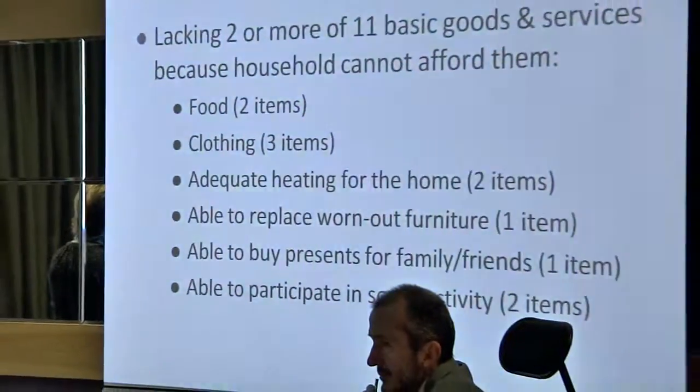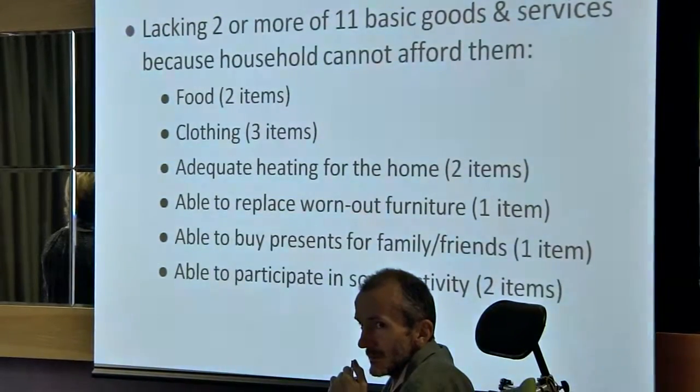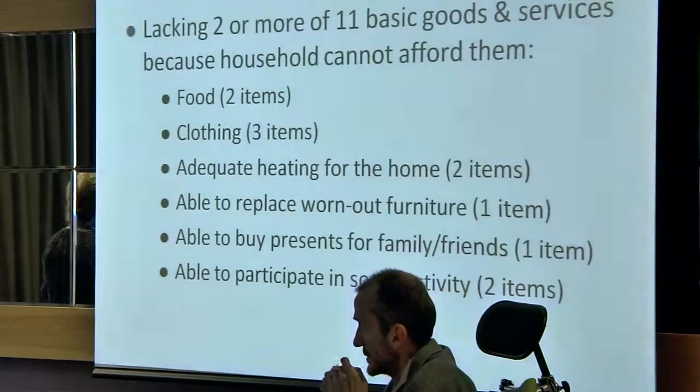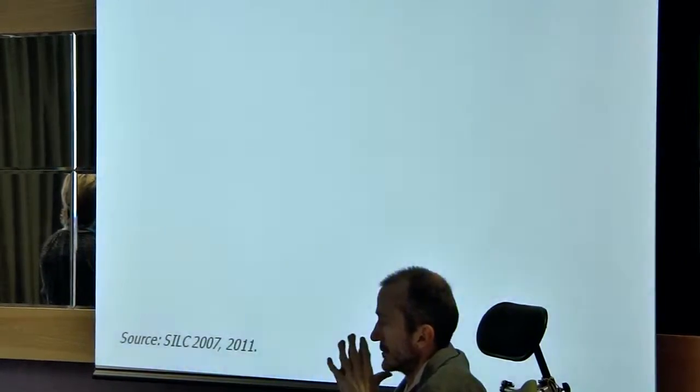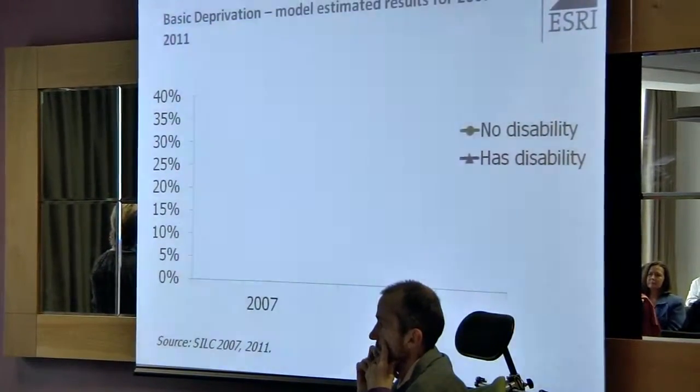And deprivation then is based on lacking 2 or more of 11 very basic goods and services because the household cannot afford them. Things like food, clothing, adequate heating, being able to replace worn out furniture, being able to buy presents for family or friends once a year, and being able to participate in social activities. So very basic things that most people would want to do, but some people cannot do them because they cannot afford to do them.